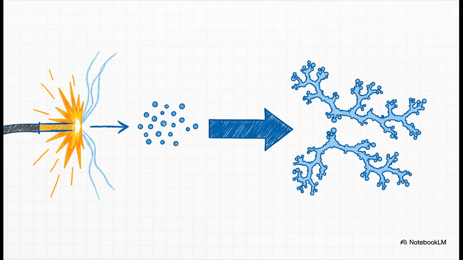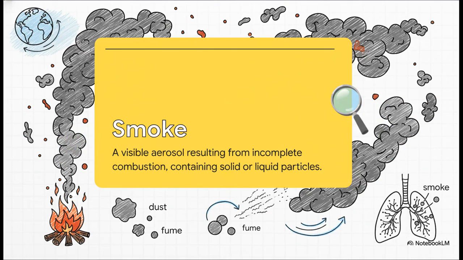They crash into each other and stick together, forming these complex branchy structures we call agglomerates. And rounding out our big three is smoke. The key word for smoke is simple: combustion. It's that visible aerosol you get when something is burning but not burning completely.